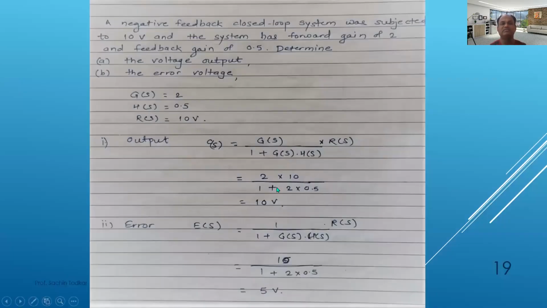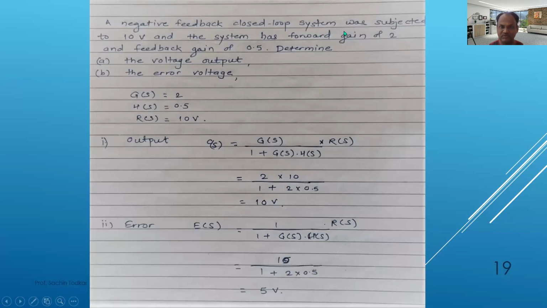So next one, sometimes they may give you this type of numerical in which there will be values of G(S). Now they will not specify that it is a value of G(S). You have to read it carefully. A negative feedback closed loop system. Now the first words, that is negative feedback.